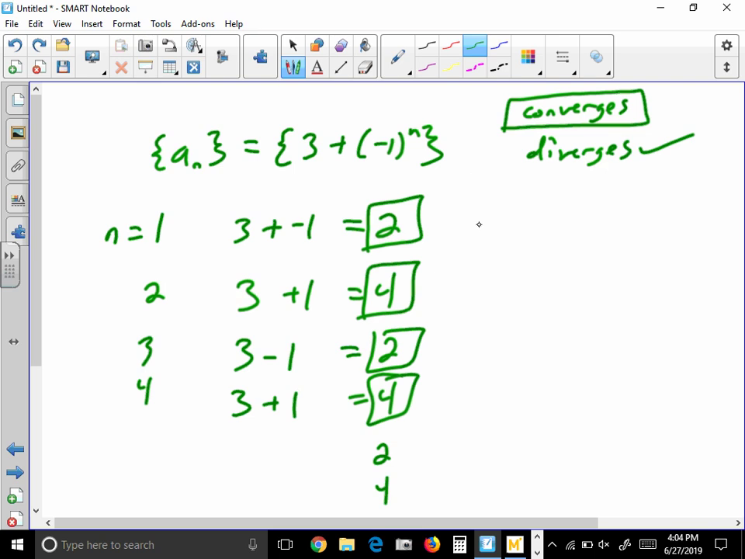So as n goes to infinity for that sequence, does that converge or diverge? Does it go to a particular value, or does it not go to a particular value? It diverges.